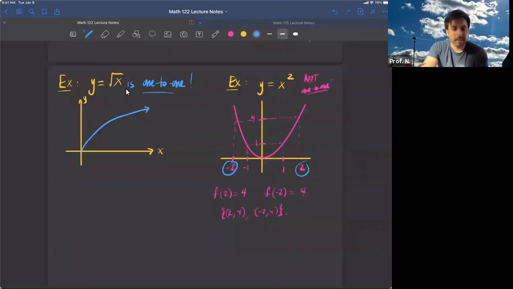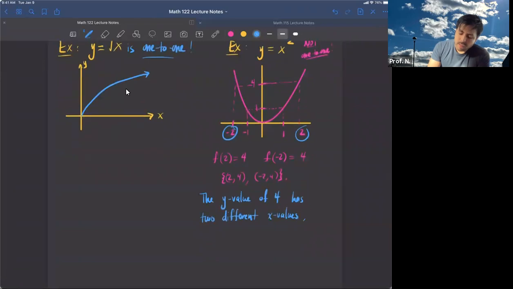Does that make sense? So that's the reason why. The y value 4 has two different x values, namely x equals -2 and x equals 2. No good.